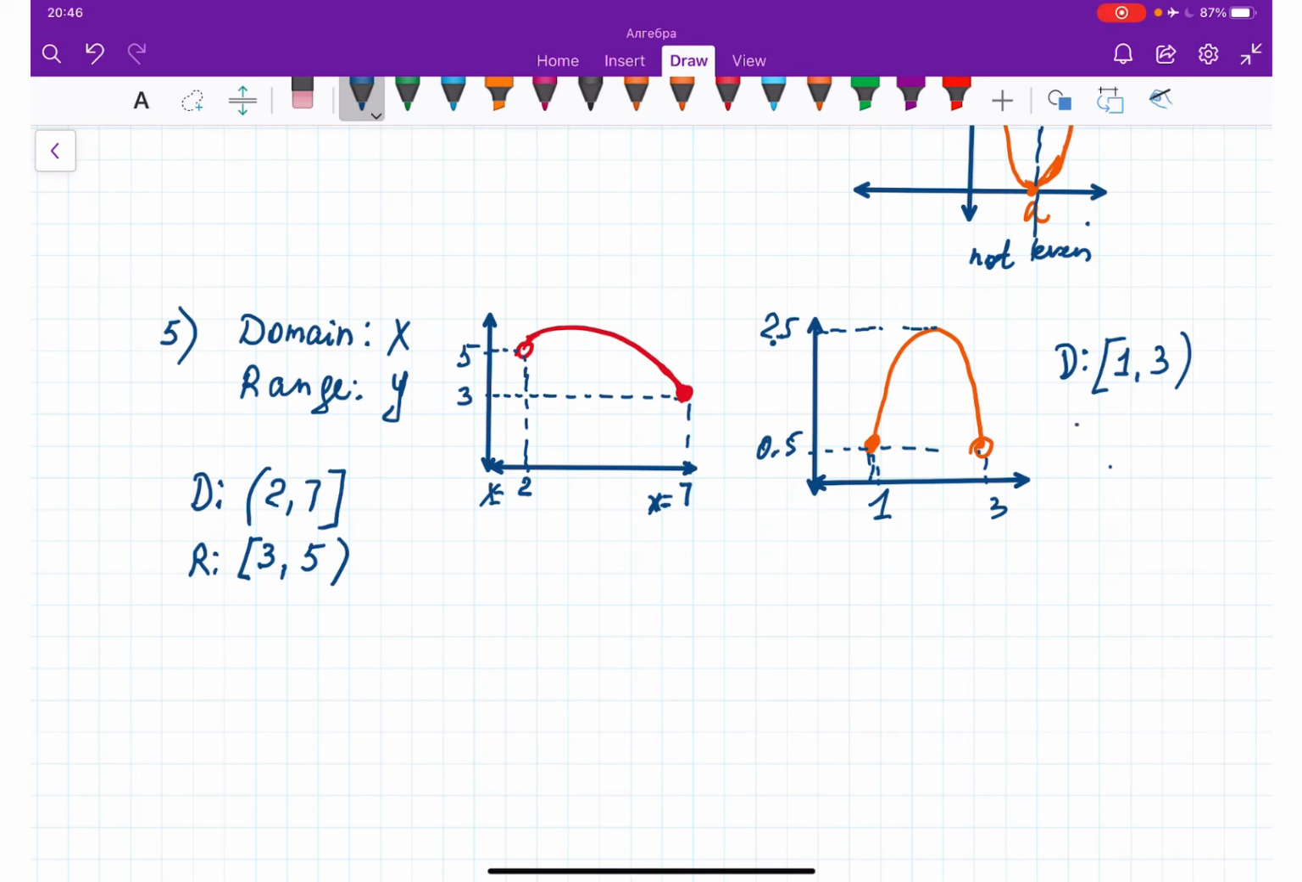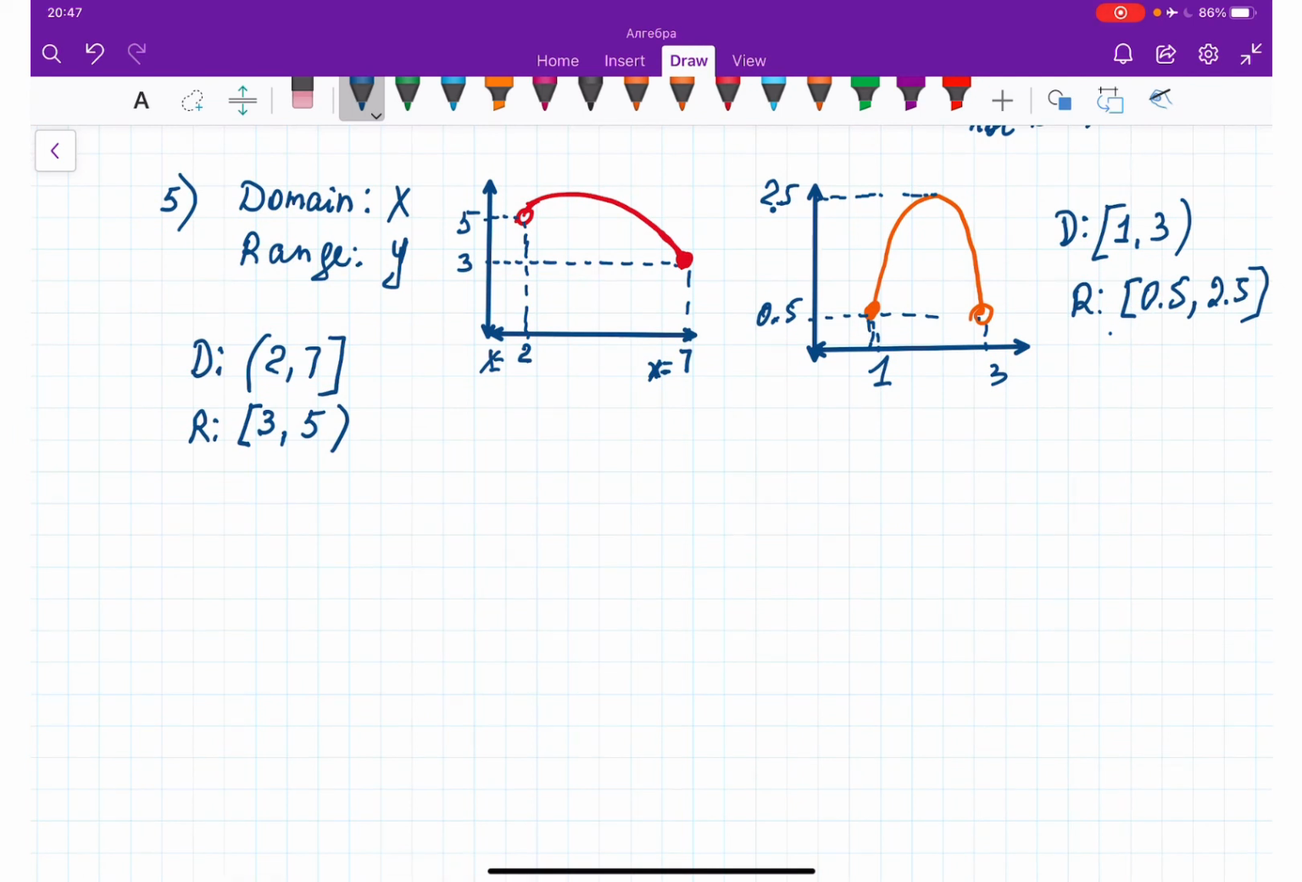Now let's look at the range. It's going down, right? And it starts with 0.5 and ends with 2.5. Since we have a solid point here, although one is empty, the other point is solid, then 0.5 is going to be included. I'm using the smaller point, 0.5, and then the ending point that is higher, 2.5. And it's going to be a square bracket also. All right? Another interesting case.